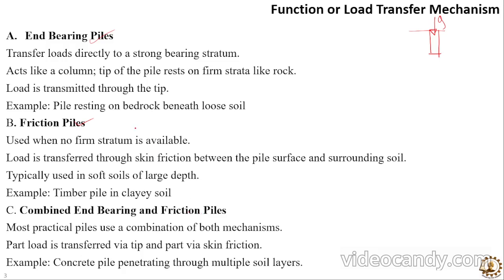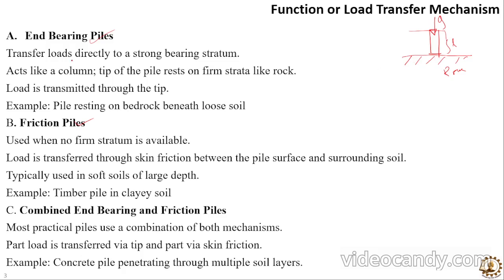In end bearing piles, the load is transferred directly to the firm stratum. Suppose the structural load coming from the superstructure is Q, and that is the pile, the length of the pile is L, and here a rock stratum or hard stratum is present. So we are transferring the superstructure load through the structural element, the pile, directly to the hard stratum. So this is known as your end bearing pile.